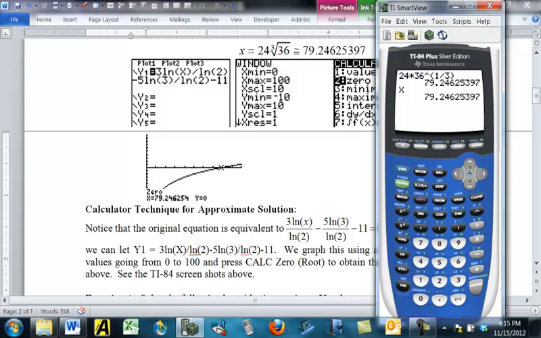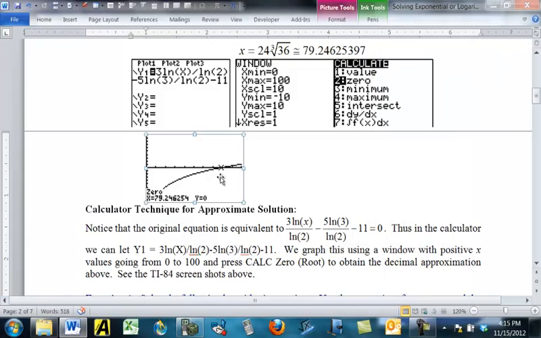Now another thing that we can do, of course, is actually just store that as X, and then type in 3 ln of X divided by ln of 2 minus 5 ln of 3 divided by ln of 2. And this is just a straight out check by plugging it in. We should get 0 here, yeah, so it is checking. And of course, to do this, you do have to know your change of base formula, or you really can't get started very much with the calculator.